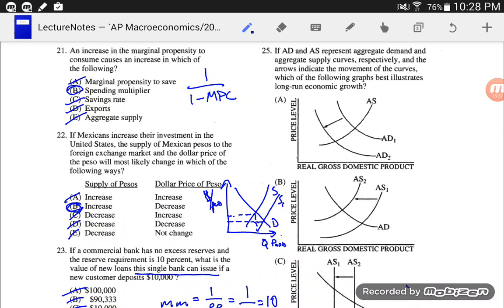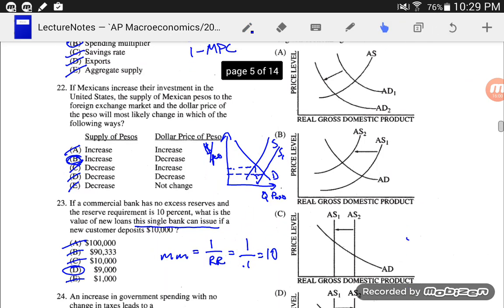If AD and AS represent aggregate demand and aggregate supply curves respectively, and the arrows indicate the movement of the curves, which of the following best illustrates long-run economic growth? I will pause here for a second to show you the rest of the graphs.